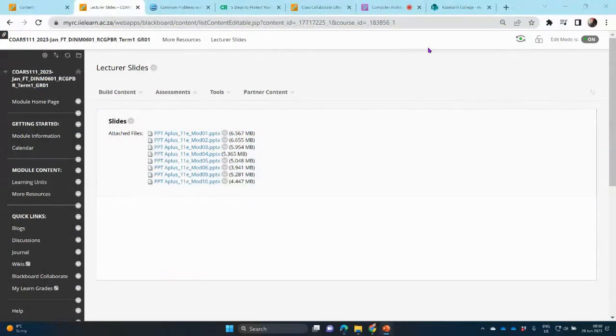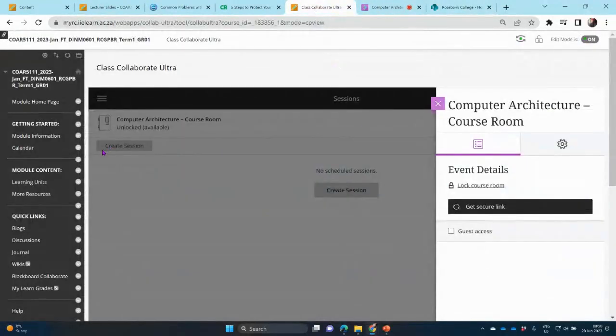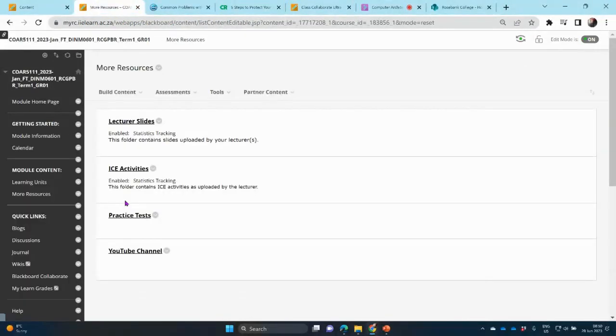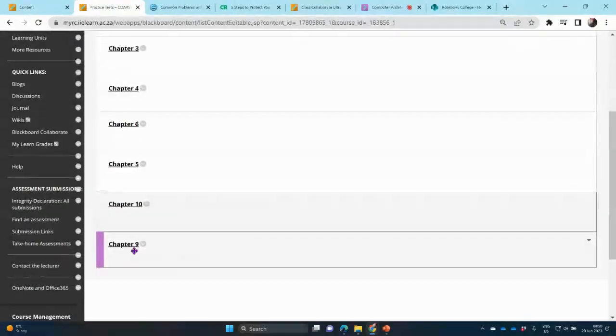Now, what's next? I'll need to go to have a look at past papers as well. And no, before I want to go to the past papers, I also want to have a look at, there's another resource that I have, which is my practice tests. So I'll have a look at the practice test as well for chapter 9.